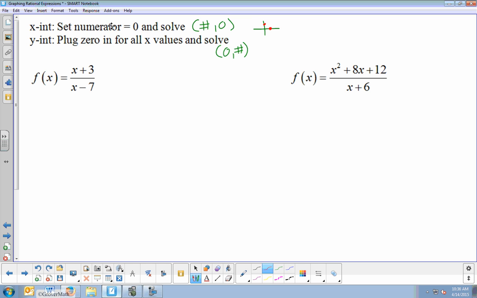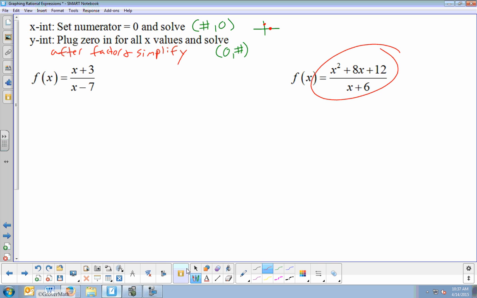Now, when we say set numerator equal to 0 and plug 0 in for x's, this all happens after the factoring and simplifying. Let me rewrite that a little bit neater for you. So this is all after factor and simplify. Where, when we did horizontal and slant asymptotes, it was to the original problem before any factoring. But when you do x and y intercepts, it's after you simplify.